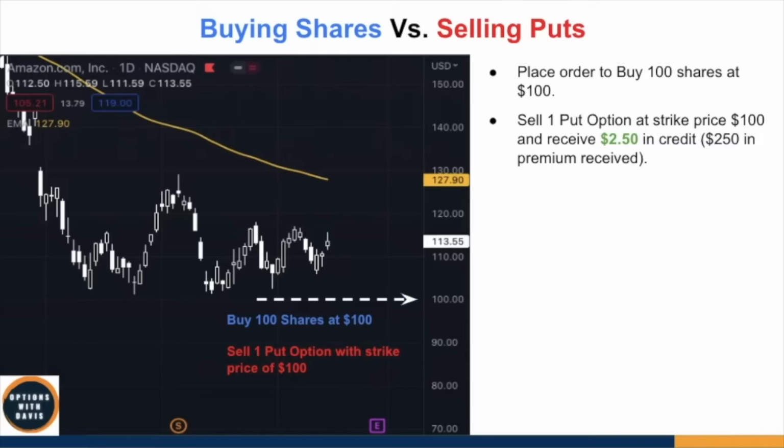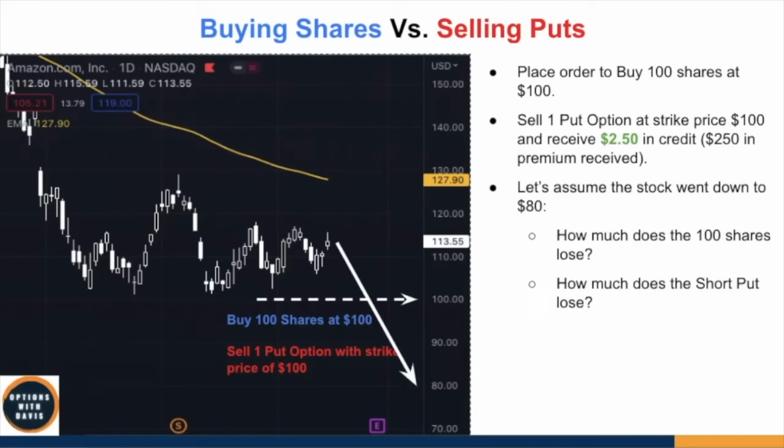So what we're going to do is compare these two. When you sell the put, you receive a credit of $2.50. That means you receive $250 premium. Now let's assume the stock went down to $80, because after all, the risk is all on the downside. If it goes down to $80, what is the risk? How much does the 100 shares lose and how much does the short put lose?